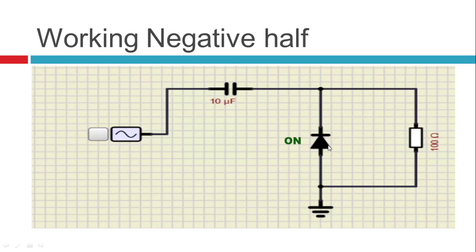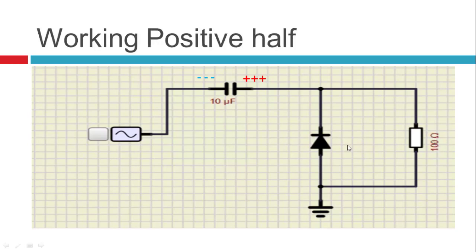As the diode starts conducting, the current also passes through the series capacitor, so the capacitor gets charged in such a way that the right side has positive charge and the left side has negative charge. The output is also taken across this resistor, so we get this output, the negative half entirely.